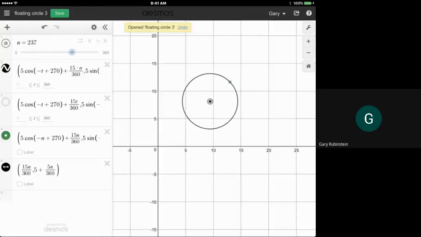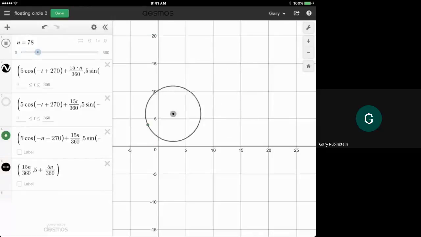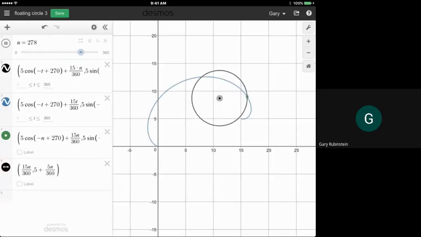Here, the circle is not just floating to the right, but it's floating up in the air. And here you can take a look at what's happening. The center of the circle is at (0, 5) again in the beginning. But when the circle does 1 full revolution, the center of that circle has moved to (15, 10).